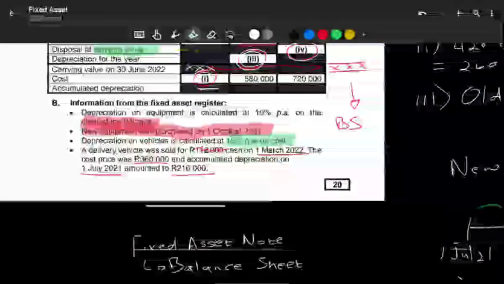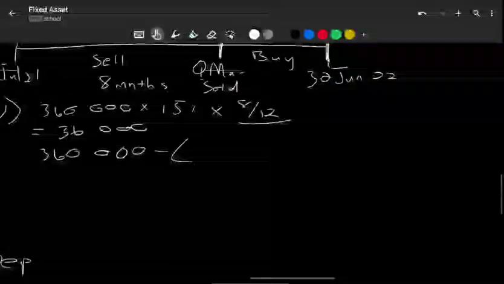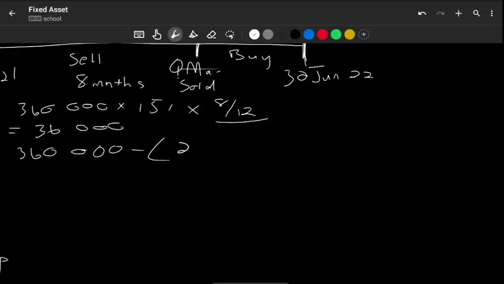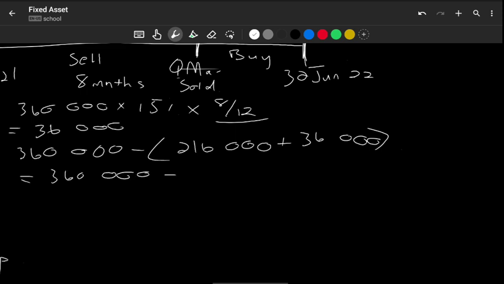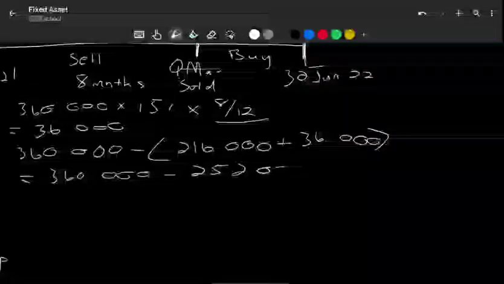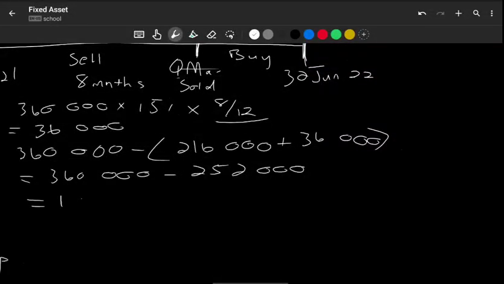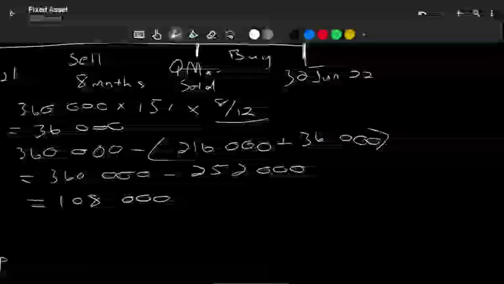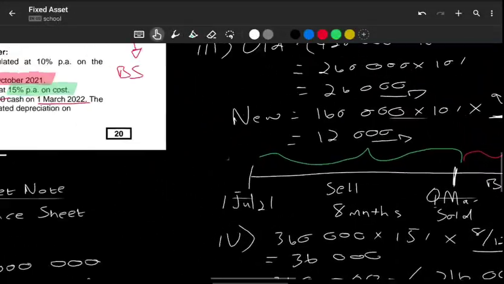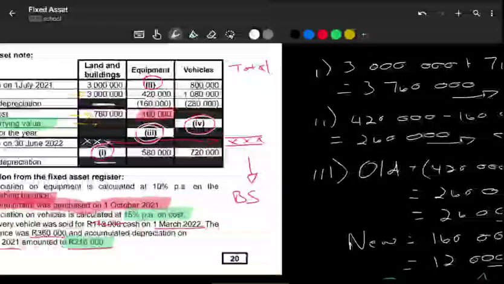At the beginning of the year, our accumulated depreciation was 216,000. So here we're going to say 216,000 plus our depreciation from the beginning of the year up until the day we sold it, which is another 36,000. Now we know that our answer then becomes 360,000 minus 252,000, and that gives us 108,000.